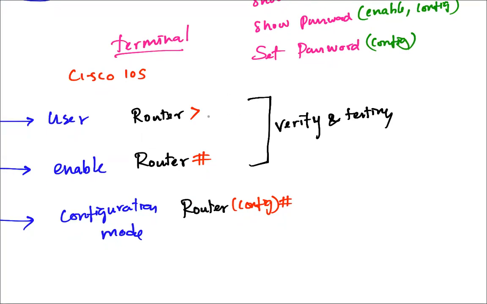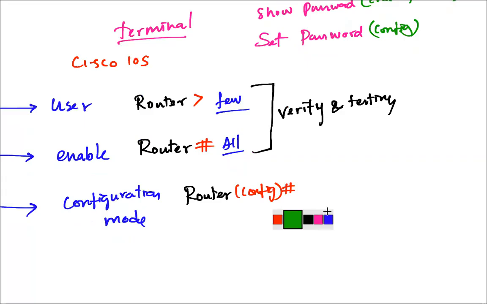So the first two modes are for verifying and then testing. Next thing is, do we have all verifying commands working over here? No. In the user mode, very few verifying and testing commands will work. Whereas in the enable mode, all the verification commands and testing commands will work. So the first two modes are for verifying, where show commands work, and for some testing, some commands we use also work on the first two modes.